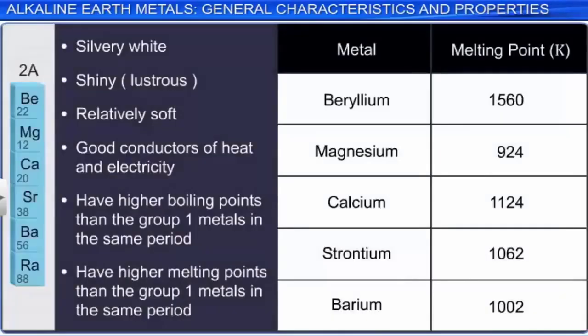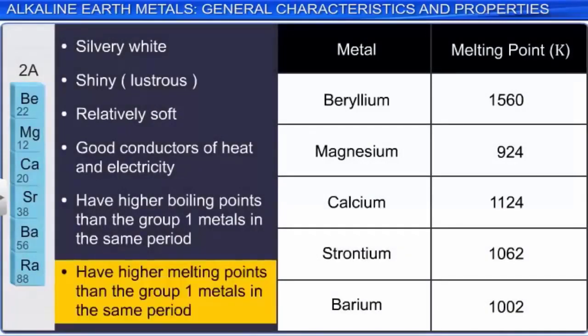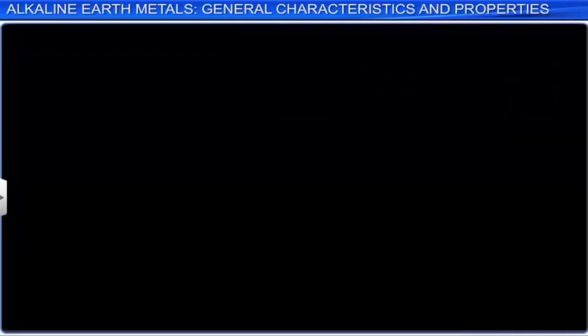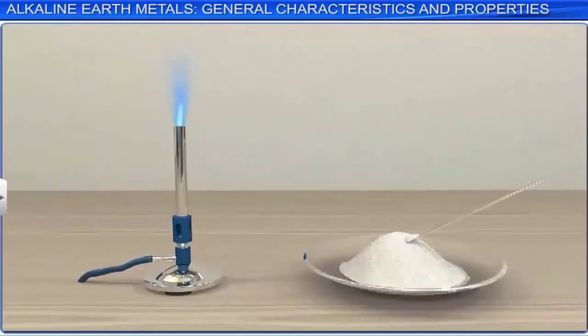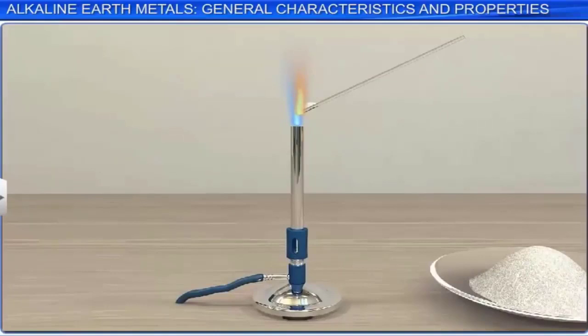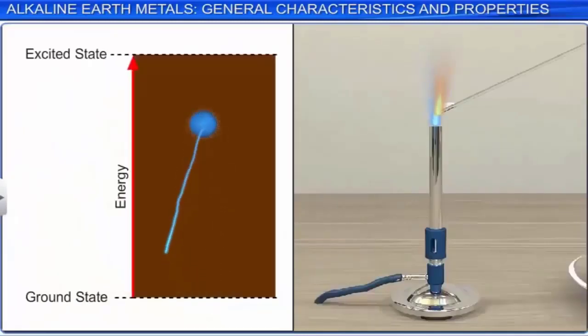Similarly, the group 2 metals have higher melting points than the group 1 metals in the same period, although the trend is not systematic. Flame tests are a simple, qualitative way to test for the presence of metals, by holding a sample of a metal salt in the flame and observing the change in the color. The heat of the flame excites the electrons to a higher energy level, and then the electrons emit light as they return to the ground state.